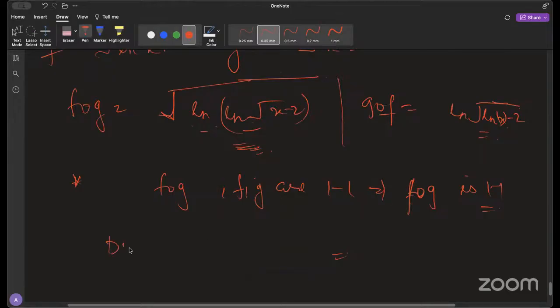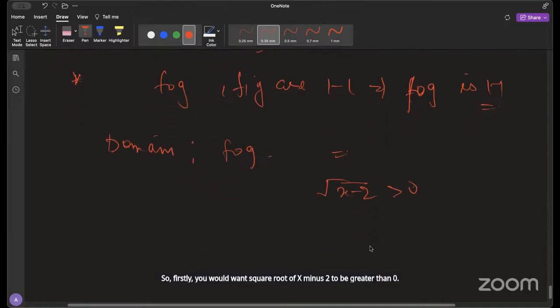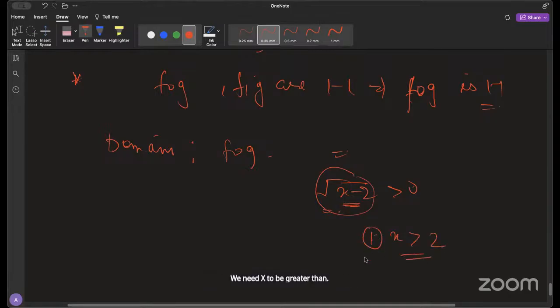Then we'll discuss the domain and range. So let's start with the domain first. Domain of FOG. You firstly would want square root of x minus 2 to be greater than 0. Square roots are always greater than or equal to 0, so you don't have a restriction on x from that, but for the square root to be defined, you need x to be greater than 2. So this is one condition on x.